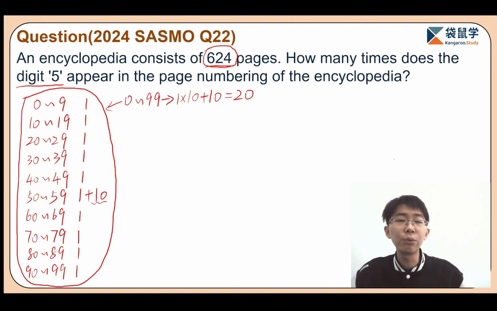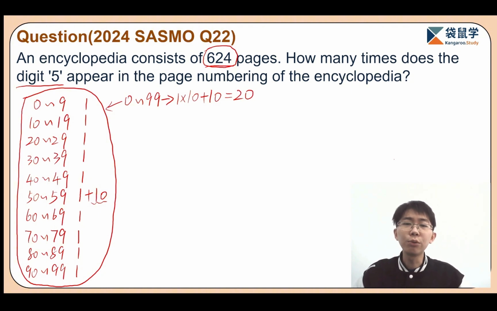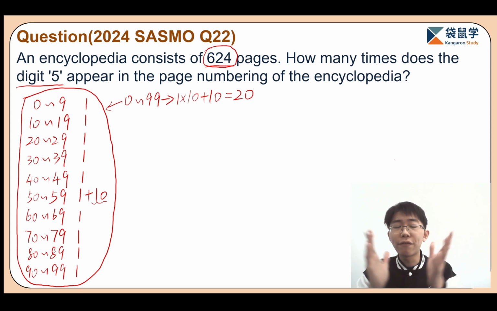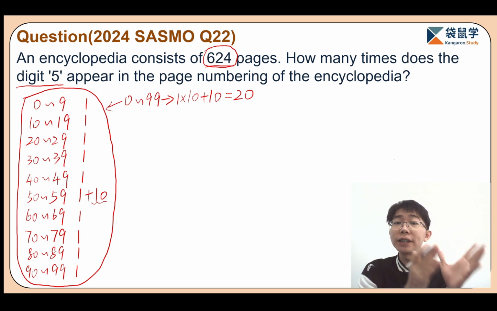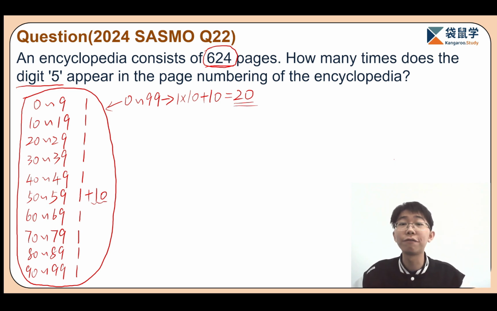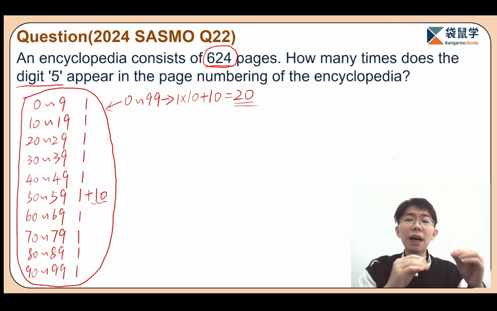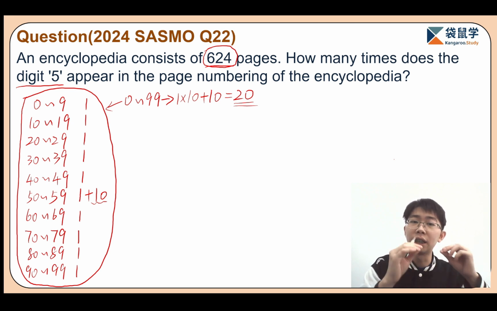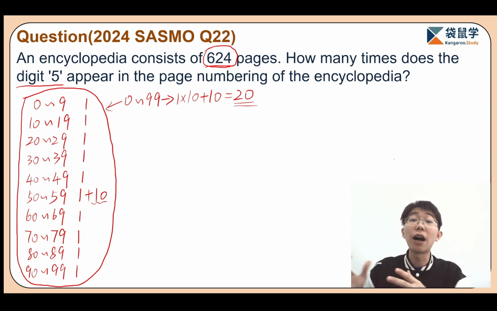Now, since we already reached 99, we need to reach in the end 624 pages. Here, we already find out in the group of the first 100 pages, there are 20 number of digit 5. Then next, how about again, we group numbers and then we try to find out in the group how many digit 5 are there.